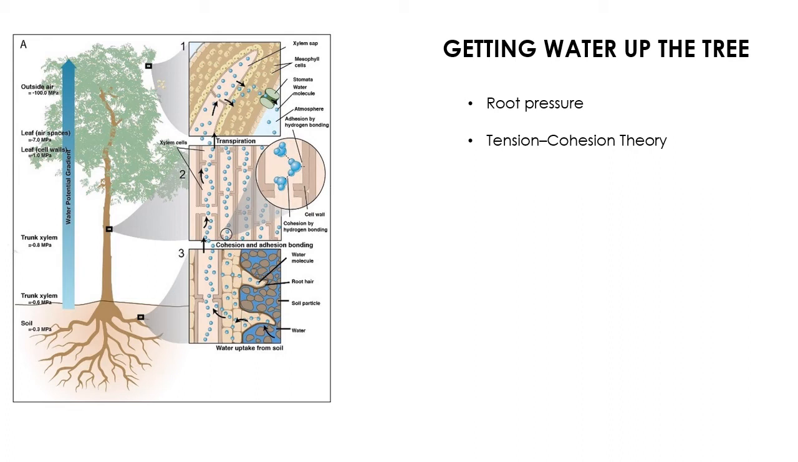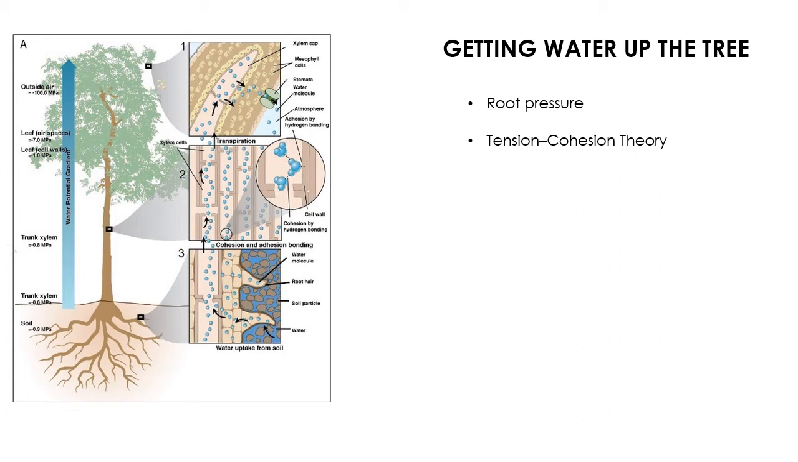The tops of very tall trees, especially the tallest trees in the world, are almost 400 feet high, the coastal redwoods of California. And we can't get water up that high with root pressure. We can only get up maybe a few meters. So the main way that we get water to the top of the tree is called tension cohesion theory. So water is really sticky. It sticks to itself because we've got these polar molecules, right, where one side of the water molecule is negatively charged and one side is positively charged, so the molecules will stick to each other. We call that cohesion.